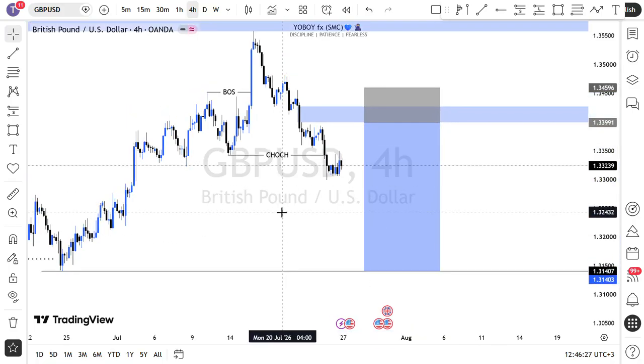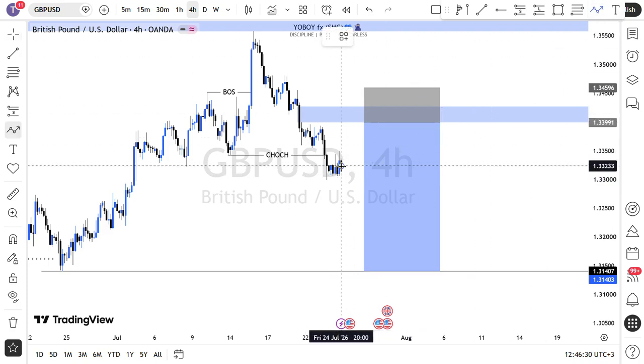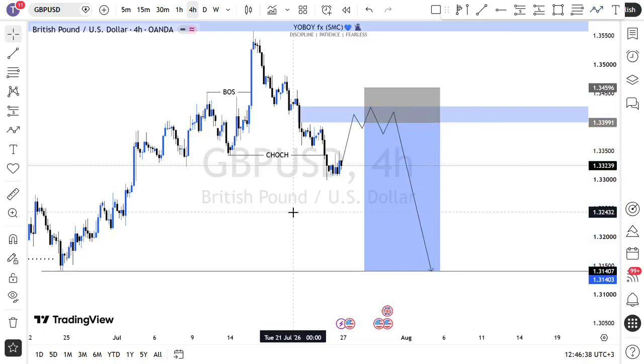So that is what I think on GBPUSD. Let us wait for a pullback into this area, and simply let us see something like this before we take any trade to the downside. So that is what I think, guys.